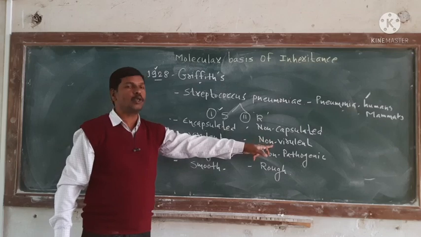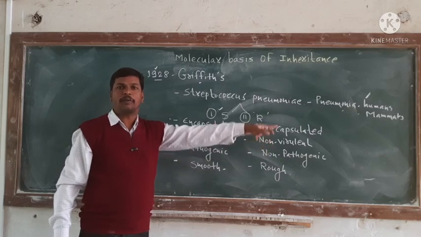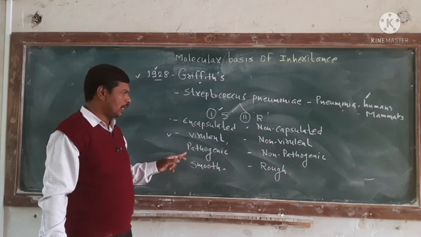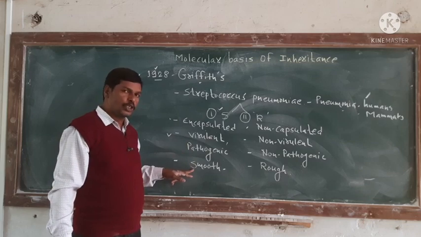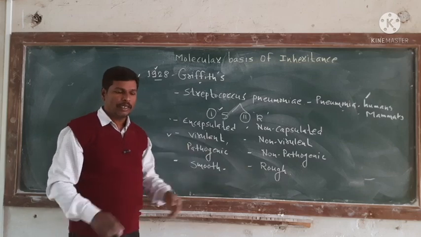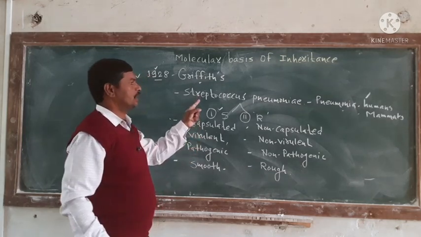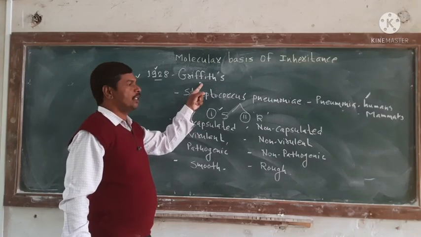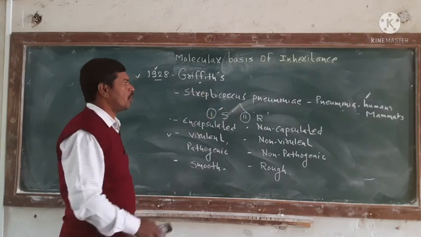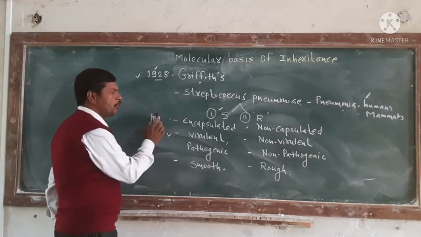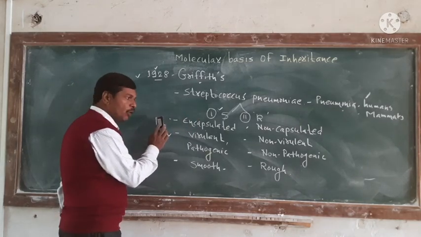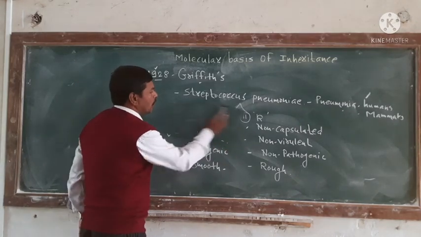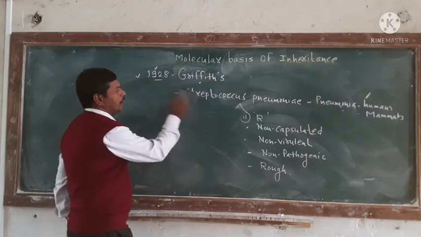Okay, here there is no potential to create the disease pneumonia after the infection. And the last, here it is smooth and here it is rough. In this way, this is the very important part as concerned Griffith's experiment, the two strains of bacteria Streptococcus pneumoniae.